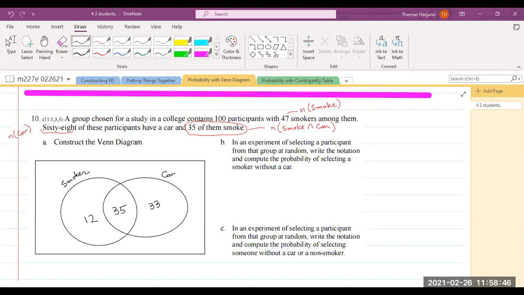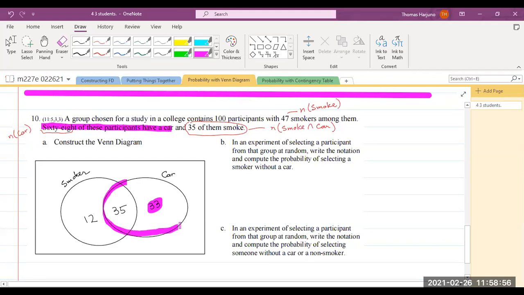Okay, how do I get that 33 from this 68? 68 people have a car, right? So in this circle here, in this set, the total has to be 68. We know 35 of them have a car and smoke, right? So the other 33 have a car and don't smoke. That's how I get that 33.